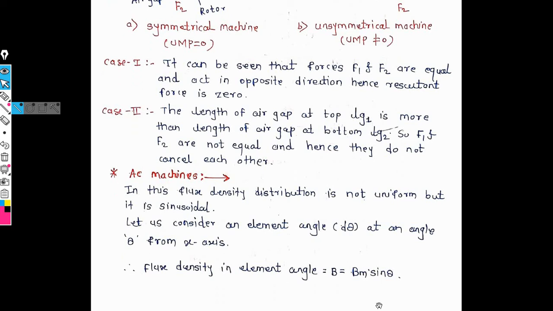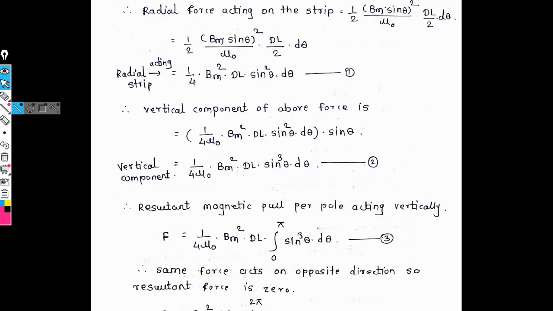Then we have to calculate the radial forces acting on the AC machine. Consider an example, a string. The radial force formula is 1 by 2 Bm square sin square theta upon mu 0 into dl upon 2 into d theta. This is the radial force acting. Then it becomes 1 by 4 into Bm square dl into sin square theta d theta.